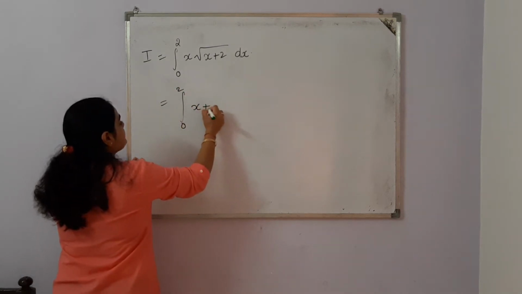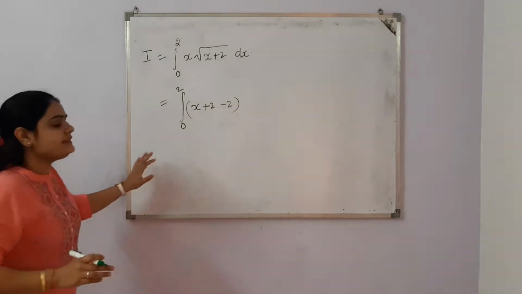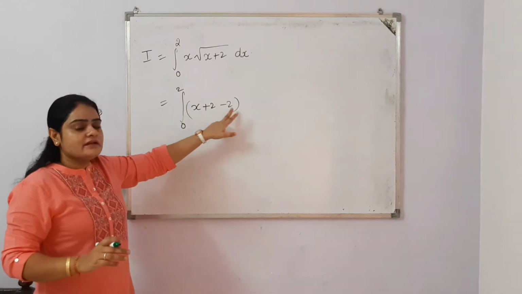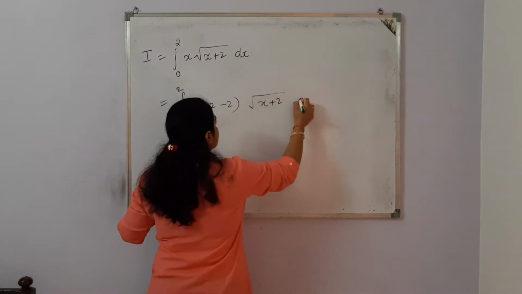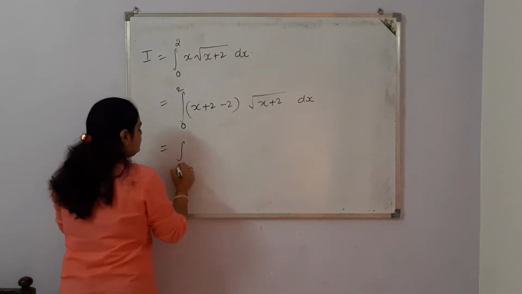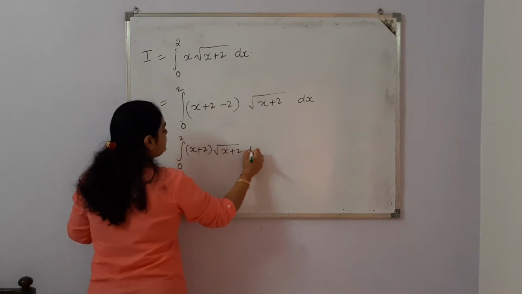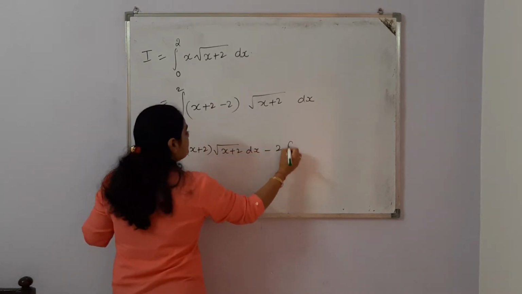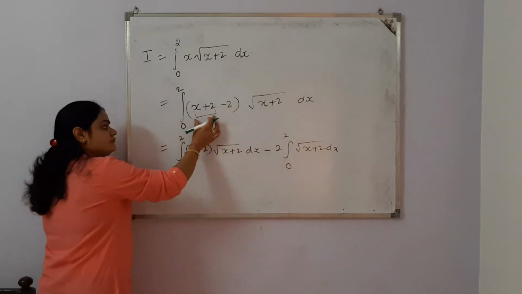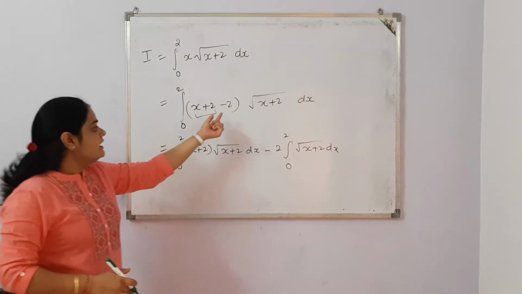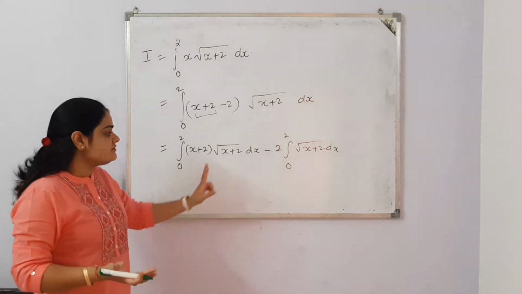So how can we do this question directly? Here, can I write x equals x plus 2 minus 2? Because to attain the equilibrium, if I am adding something, then I have to subtract the same constant, and under root x plus 2 is there. Now I am splitting the functions: integral of x plus 2 into under root x plus 2 dx minus 2 integral from 0 to 2 of under root x plus 2 dx. With this function I have written under root x plus 2, and with this constant I have written this function. That means I have already split the function into two parts.